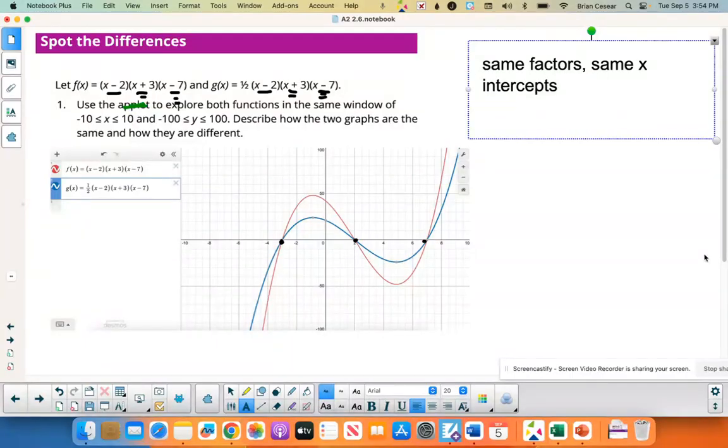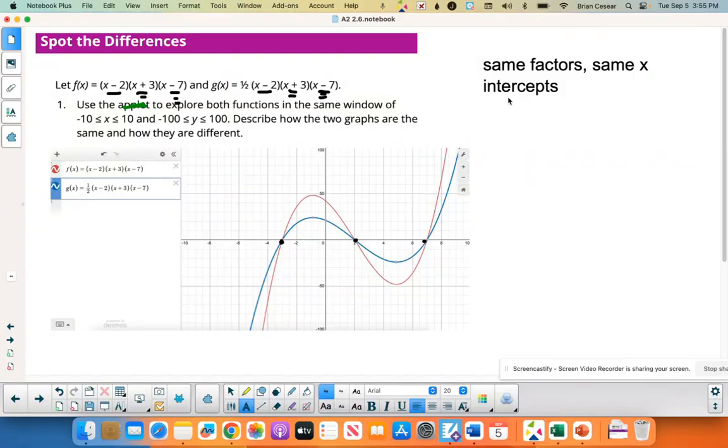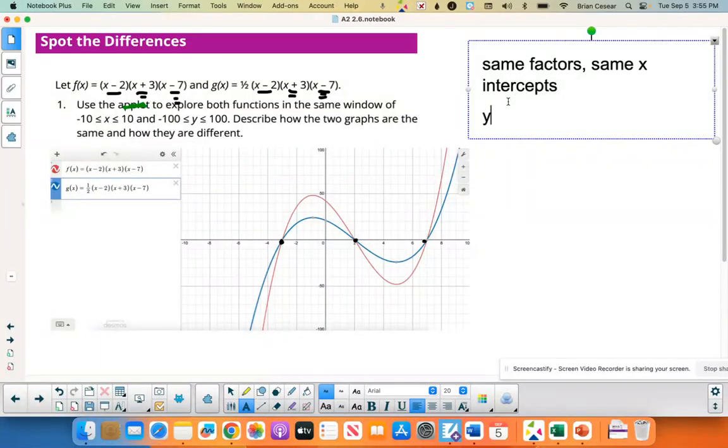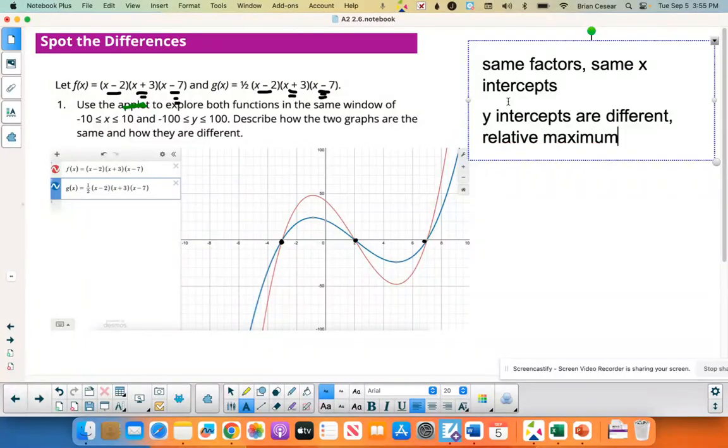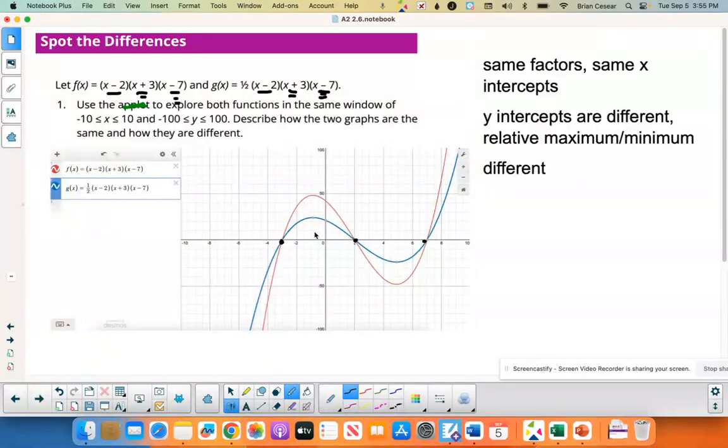How are they different? I would say your y-intercepts are different, and your local max and your local mins are different, okay? So y-intercepts are different, and your local or relative maximum and minimum are different, okay? So if you look here, this max and that max, relative max, are different. This relative minimum and that relative minimum are different, and so are the y-intercepts, okay?